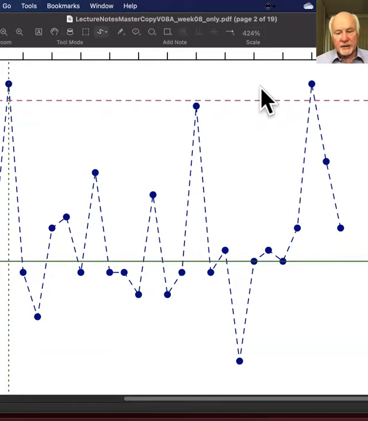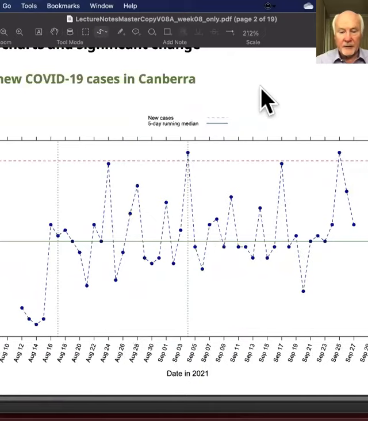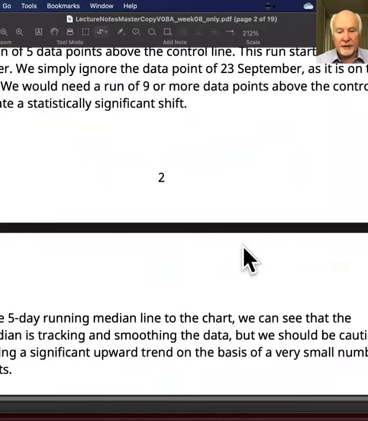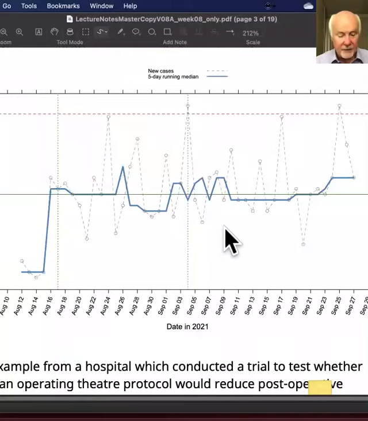But if we were just looking at this data and we wanted to decide, okay, it looks like things are going up. So if we go down to the next chart, this is exactly the same data. It's just I've put in the running median line. You've seen this before. So when you look at the running median line, it certainly looks like the start of a trend. Okay, the running median is smoothing the data. It's not overreacting. But a lot of people would look at that and they'd think, oh gosh, it's starting to go up again, and they'd be worried about that.